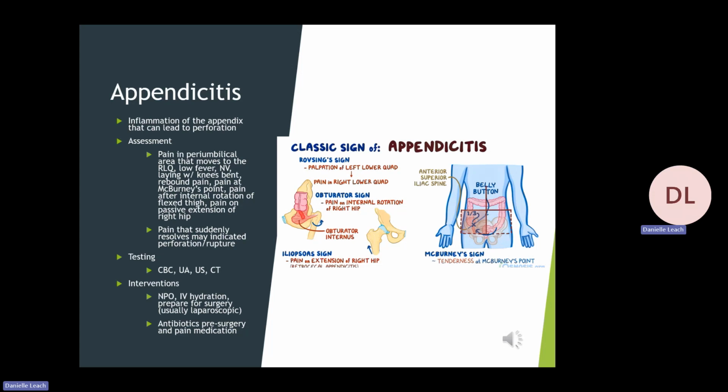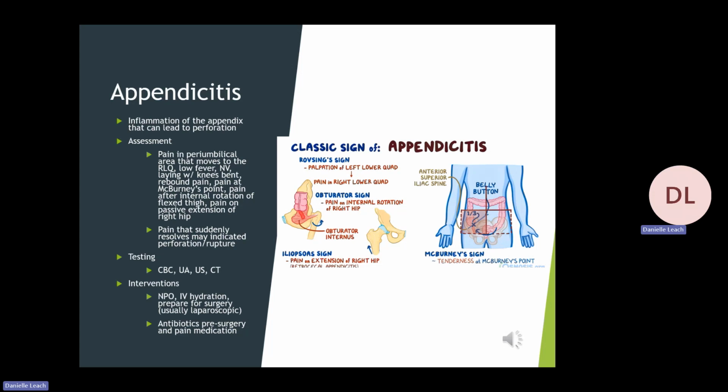Usually they do have pretty severe pain, but pain that suddenly resolves is not good. That may indicate that the appendix has perforated or ruptured. So if you have a patient that's in extreme pain in their right lower quadrant, and then all of a sudden they feel a little bit better and their pain is gone, that means the appendix may have ruptured.